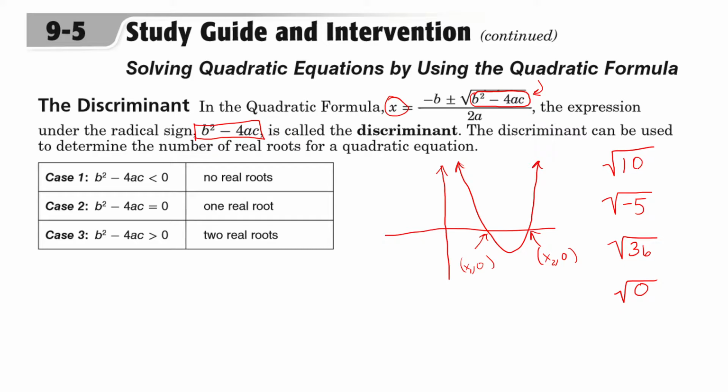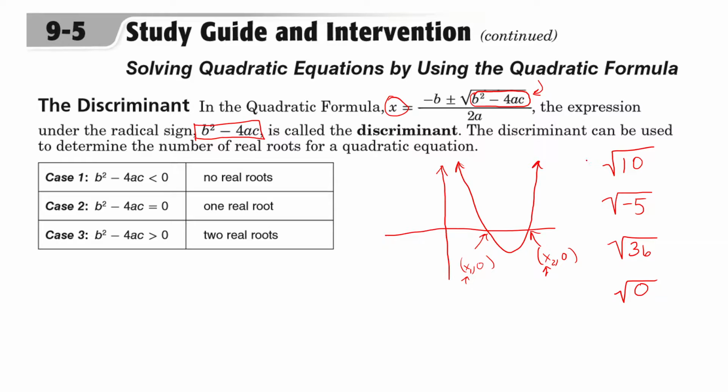Okay, this first one, what is the square root of 10? I don't know, you don't know, you need a calculator. It's 3 point something, but it's an irrational number. So when you get a number under the radical that you don't know the square root of, it's an irrational number, which means you're going to get a decimal for the x values. So you're going to get two real places where the parabola crosses the x-axis. They're just going to be irrational numbers, long decimals. Sometimes they want you just to leave it in the radical form.